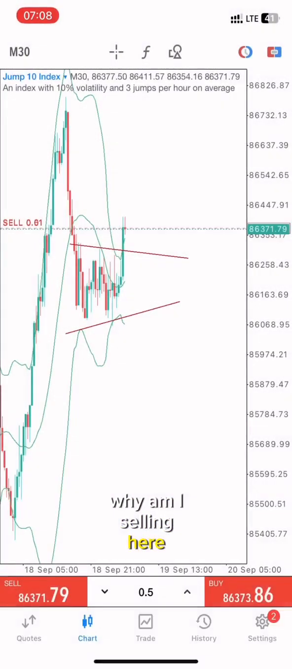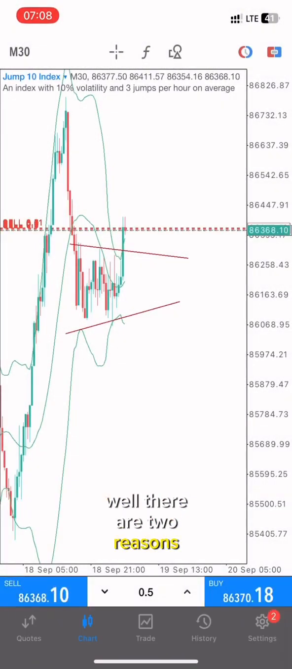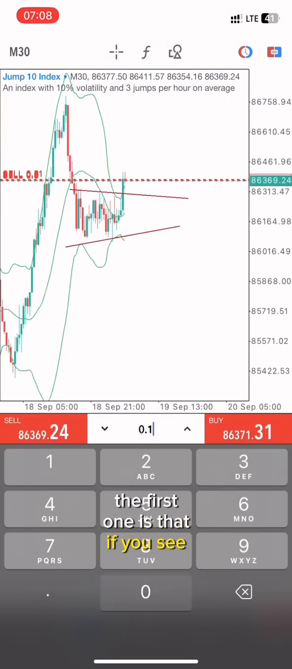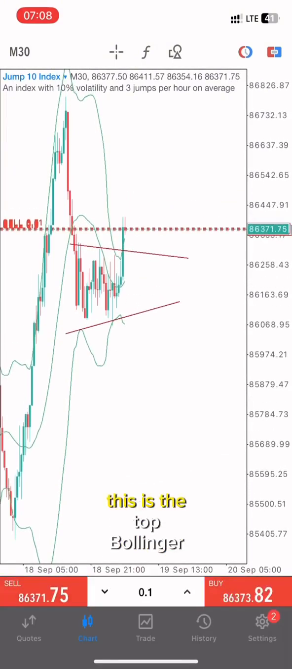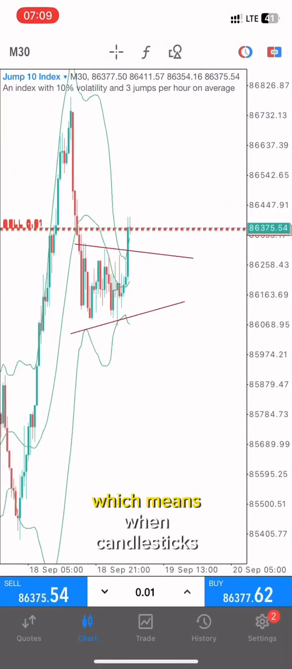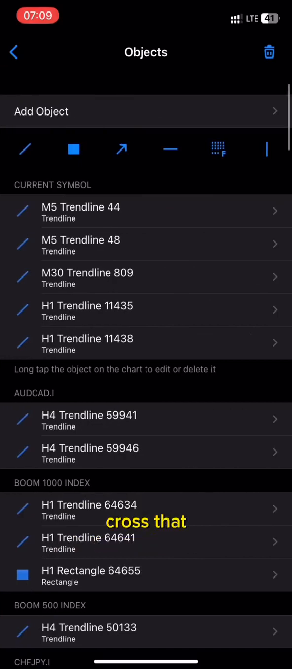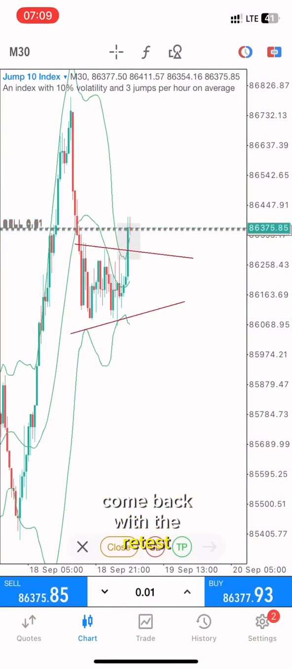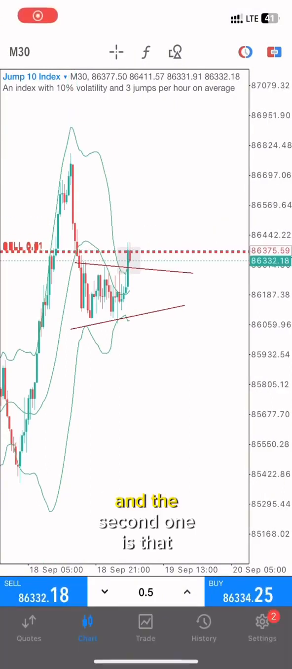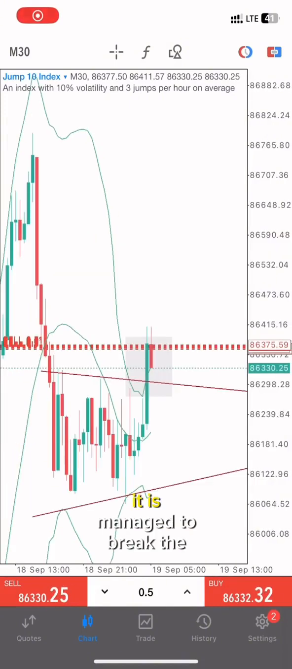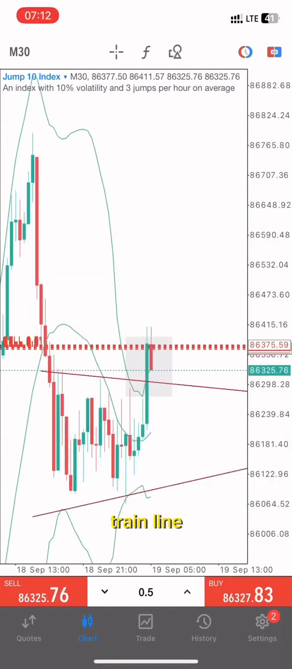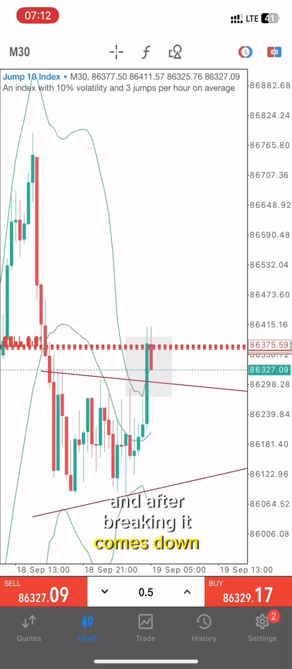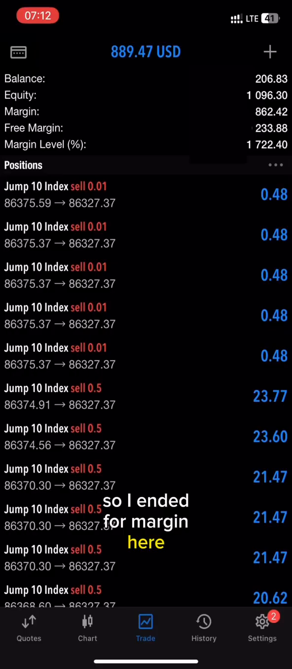Why am I selling here? Well, there are two reasons. The first one is that if you see the Bollinger Band, this is the top Bollinger Band, which means when the price crosses that, it's bound to come back with a retest. And the second one is that it has managed to break the trend line, and after breaking it comes down with a retest. So I entered full margin here.